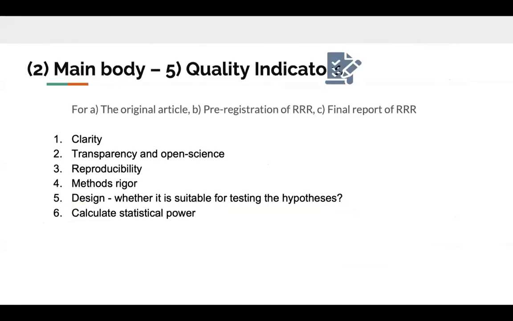So as I showed you in the demo, we want you to cover the quality of the 3 articles: the original article, the pre-registration of the RR, and the final report of the RR. So basically for this checklist inside the main body, there's a mini sub-checklist also for it. So 6 points you have to cover: the clarity, transparency, open science, reproducibility, methods rigor, design, whether it's suitable for testing the hypotheses, and we want you to calculate the statistical power.